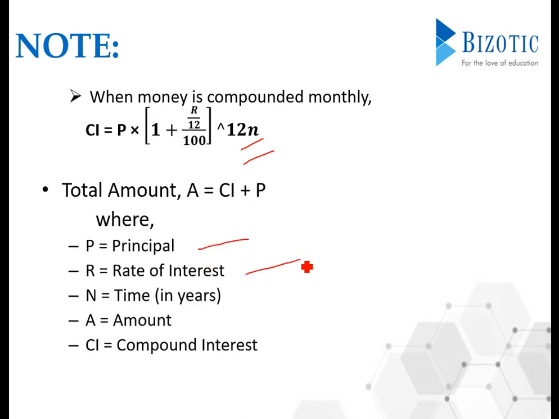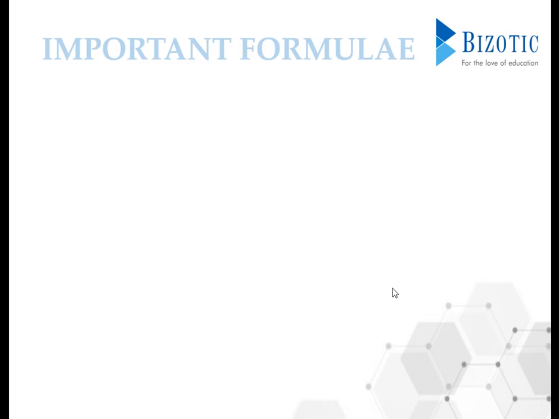P is principal, R is rate of interest, N is time in years, or it can be T or N, both of them will be the same. A is amount, I is compound interest. Whatever term you take, just make sure that you carry the same forward throughout your learning. So now with this, let's move on to the important formulas.